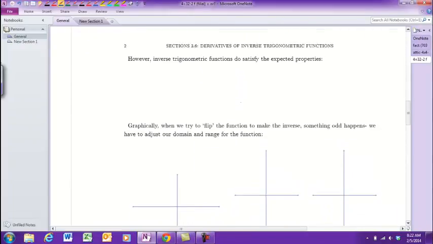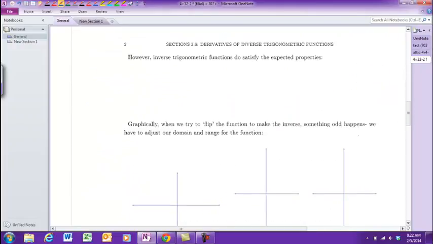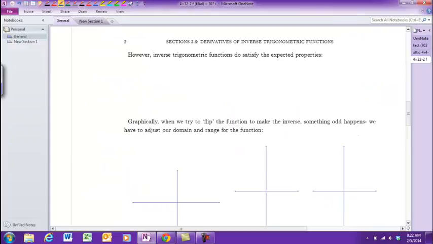And inverse trig functions do satisfy these properties, though, that if you take f of f inverse of x, or f inverse of f of x, you get back x, with a slight caveat. So let me say it this way. If you do cosine of arc cosine of x, that equals x, or tangent of inverse tangent of x, that equals x, or sine of inverse sine of x, that equals x. Guaranteed 100% of the time.